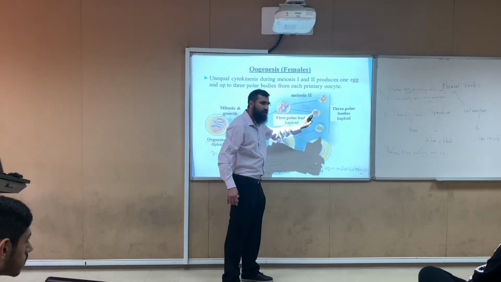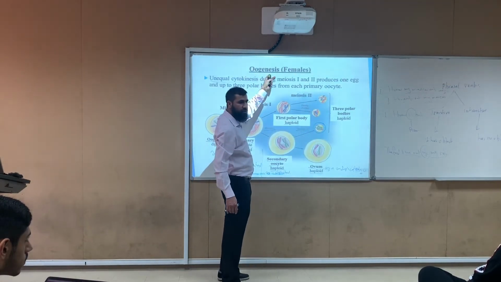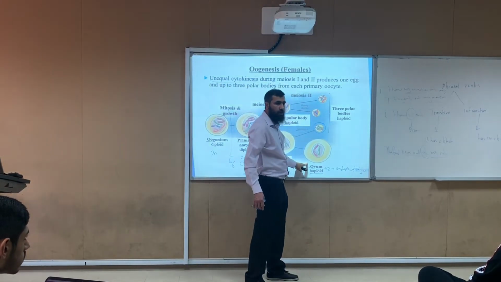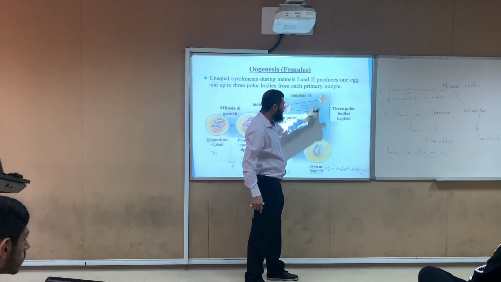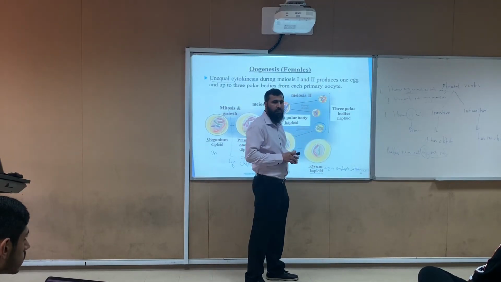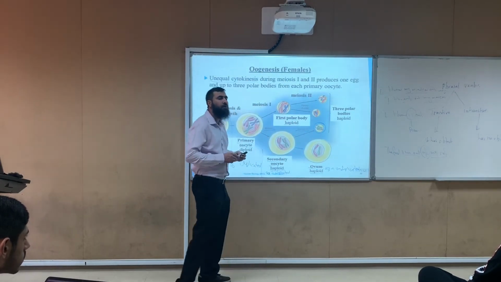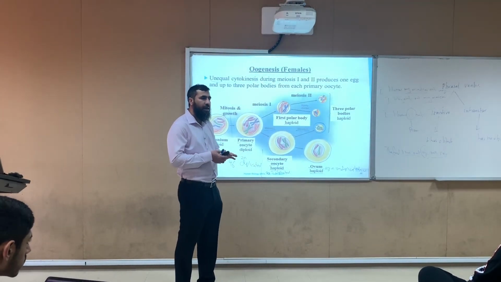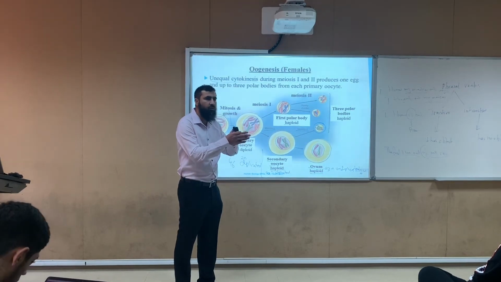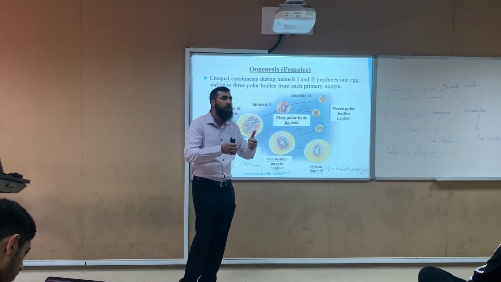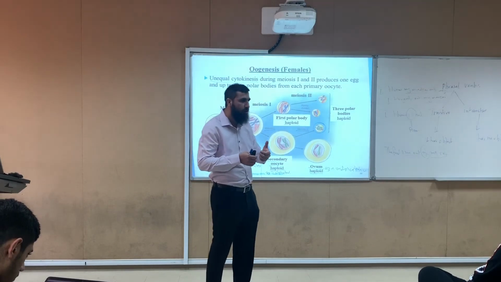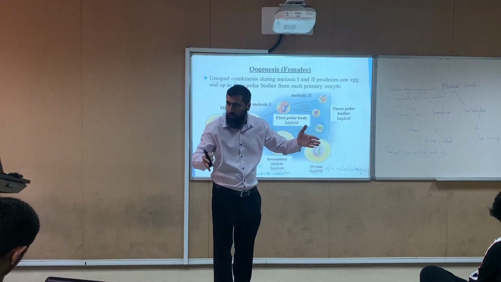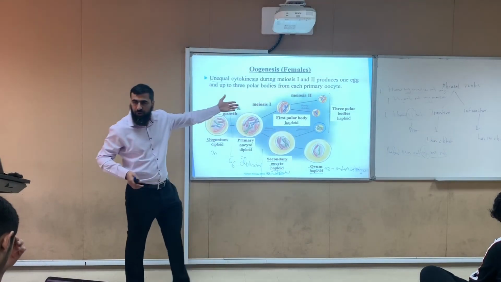So at the end of oogenesis, because of unequal cytokinesis, you end up with one viable ovum and up to three polar bodies, okay? And the polar bodies are only there to remove the excess chromosomes, okay? Because remember, after each division of meiosis, the chromosomes need to separate. In first meiosis, homologous chromosomes separate, and in second, the duplicated chromosomes. So there's got to be somewhere for those chromosomes to go. Where do they go? They go to the polar bodies, okay?